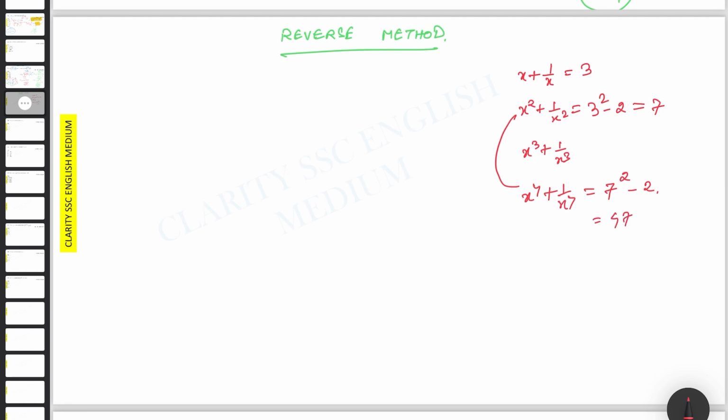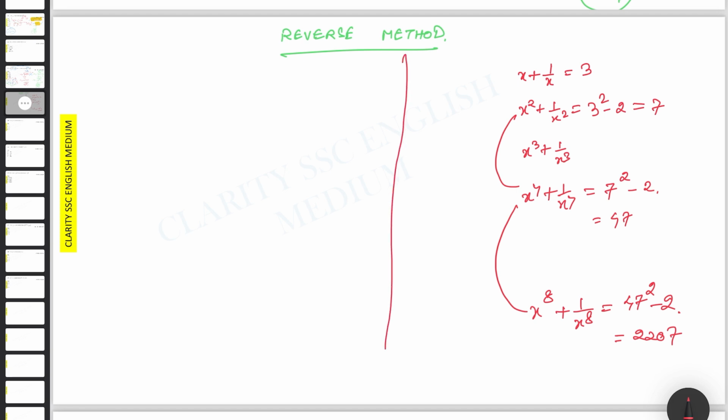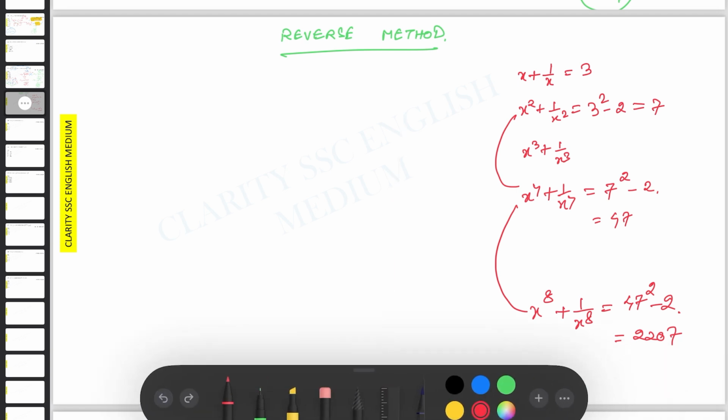We are calculating like this, and x to the power 8 plus 1 by x to the power 8 is nothing but 47 squared minus 2. We'll get 2207. Now we'll get the reverse of this method. How? I'll tell you. Let's see this.